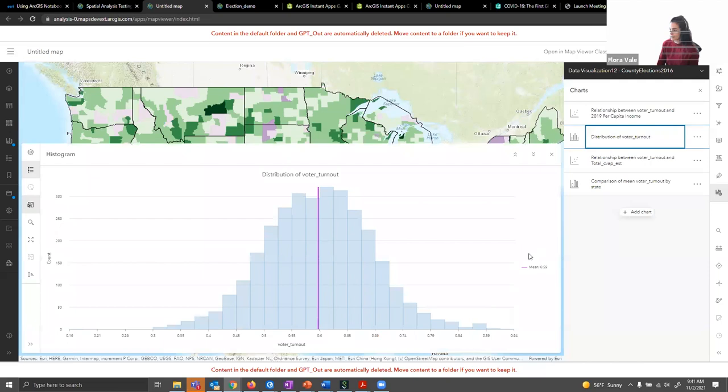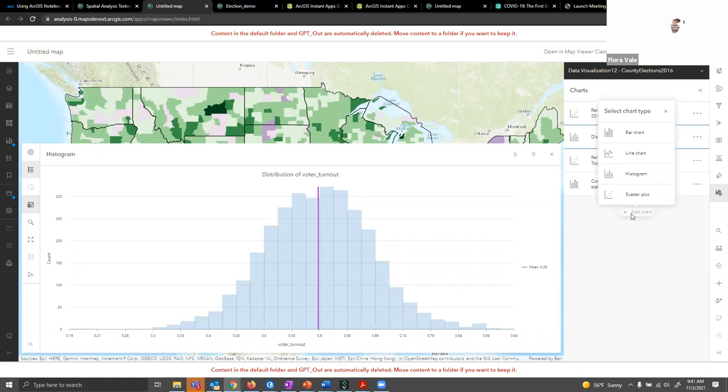So right now in Map Viewer, we only support four chart types, but they cover those four main categories that we talked about before. Bar charts are for comparing categories, line charts for change, histograms for distribution, and scatter plots for relationships. And we've also recently added the ability to visualize these in an app.